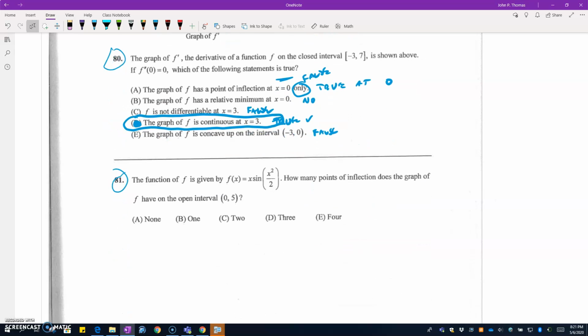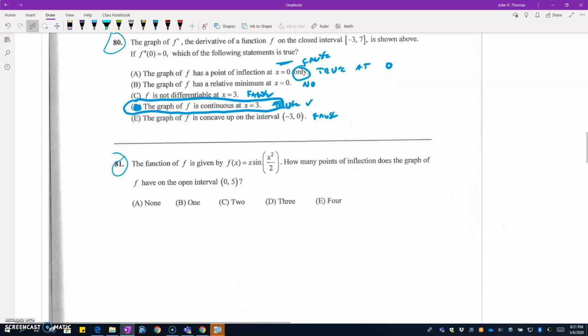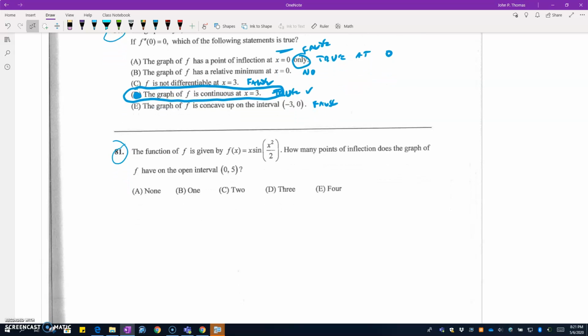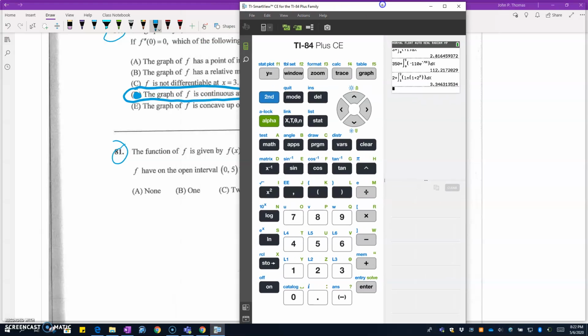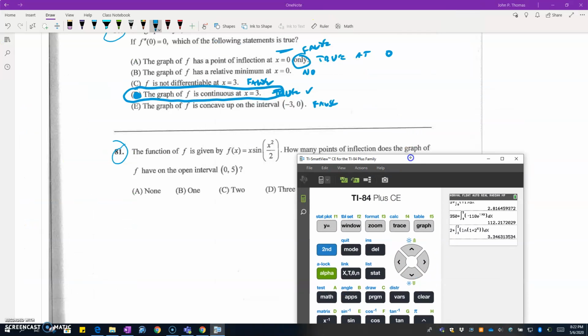All right, the last one that came up as a most missed question was number 81. This says the function f given by f of x equals x sine of x squared over 2. How many points of inflection does the graph of f have on the interval 0 to 5? All right, so we're going to need our calculator on this one. So we'll get that open. We're going to get the function typed in.